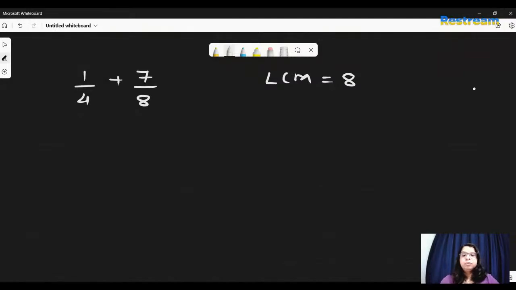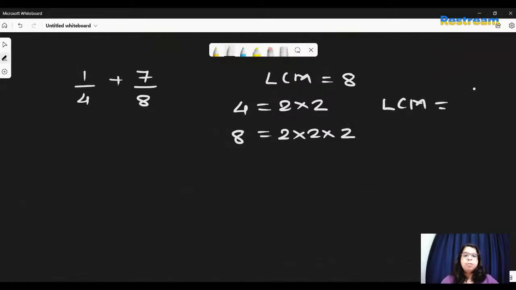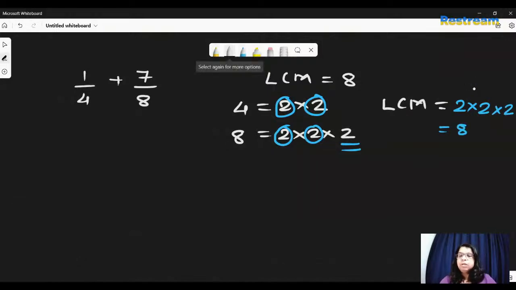Sure, we can. So factors of 4 are 2 into 2. Factors of 8 are 2 into 2 into 2. So for LCM, we first take the common factors. So we take these 2 and we take this 2. So we have 2 here. Then we take this 2 and we take this 2. We have 2 here. And then we take the uncommon 2. So LCM is 8.